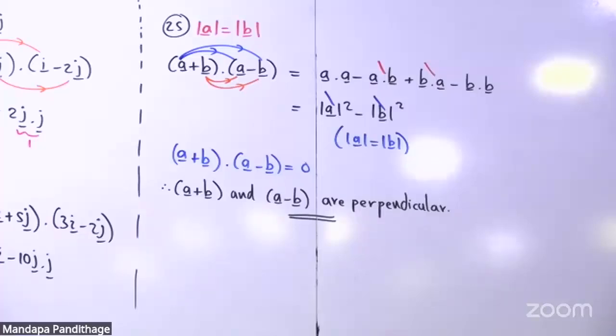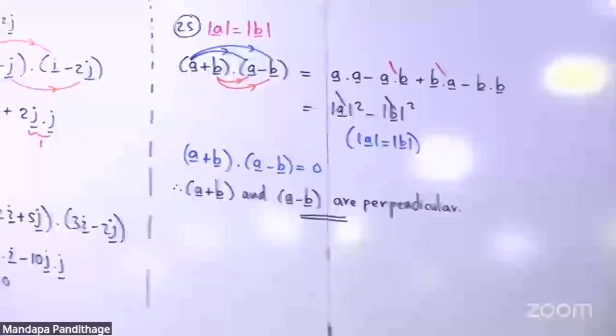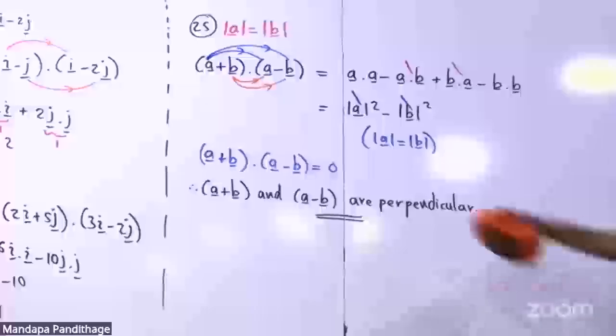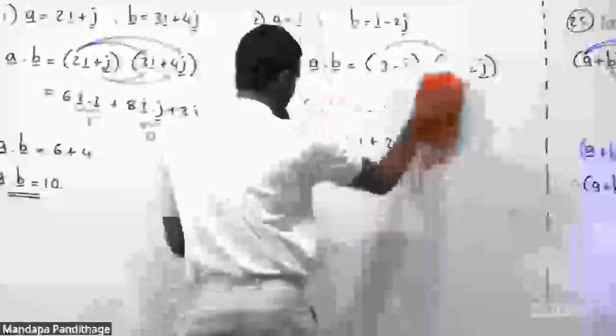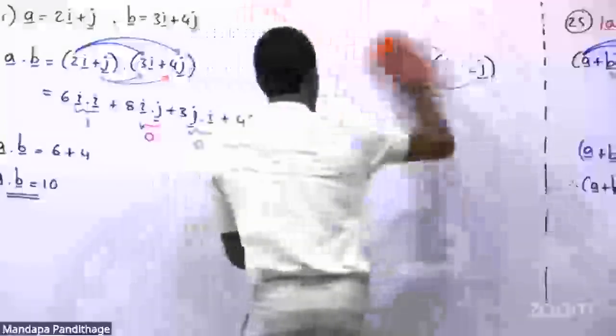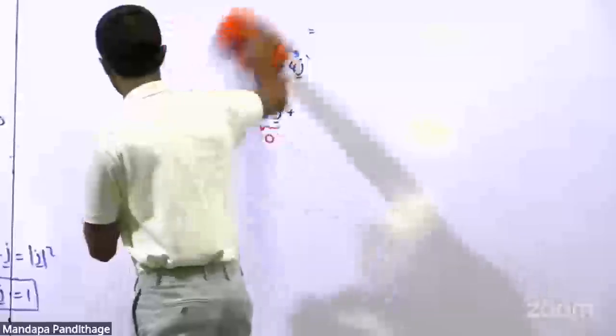Okay, do question number 26. Now look at how they have asked this question. They have asked the opposite of this one. If A plus B and A minus B are perpendicular, we are supposed to show that modulus A is equal to modulus B. Now try to understand this point.